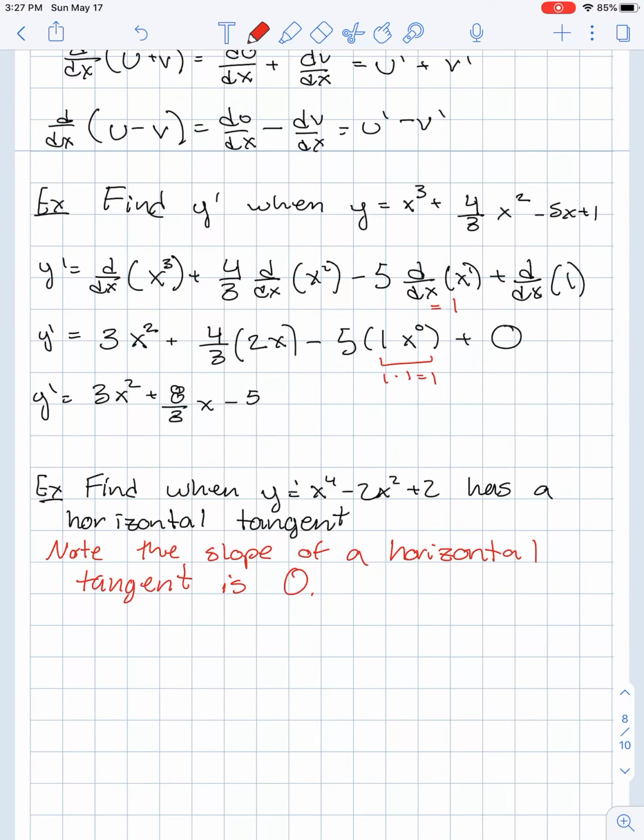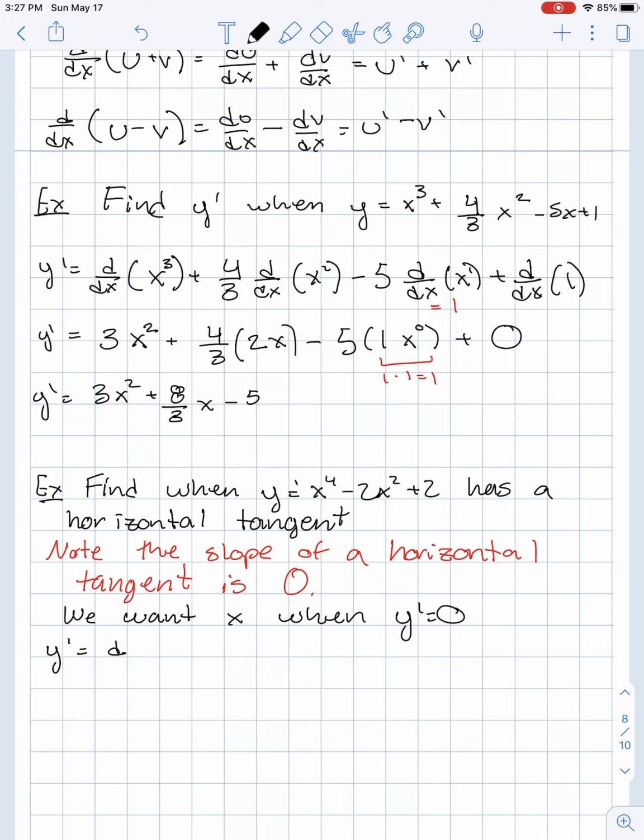Horizontal line. It's 0. Right, remember we can't have vertical tangents, but a flat line, it's pretty level. I can walk on that. Horizontal tangent, it's when the slope is 0. So we want to find x when the derivative equals 0.